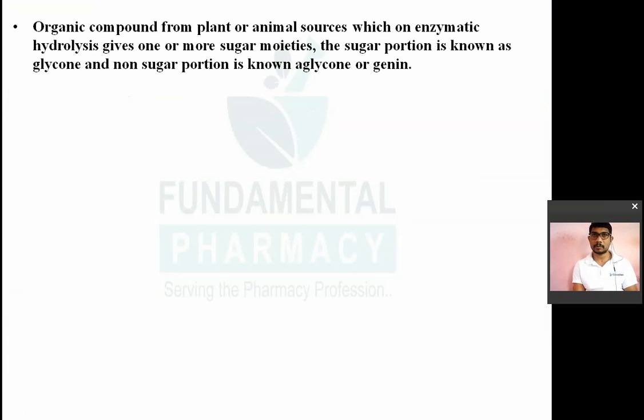Glycosides means it is made up of two components. First one is a sugar portion and another one is a non-sugar portion. Now this sugar portion is known as a glycone, and the non-sugar portion is known as an aglycone. So glycosides are nothing but organic compounds from plant and animal sources which on enzymatic hydrolysis or acid hydrolysis will give you two components. First component is sugar and second component is non-sugar. The sugar portion is known as glycone and the non-sugar portion is known as aglycone or genin.